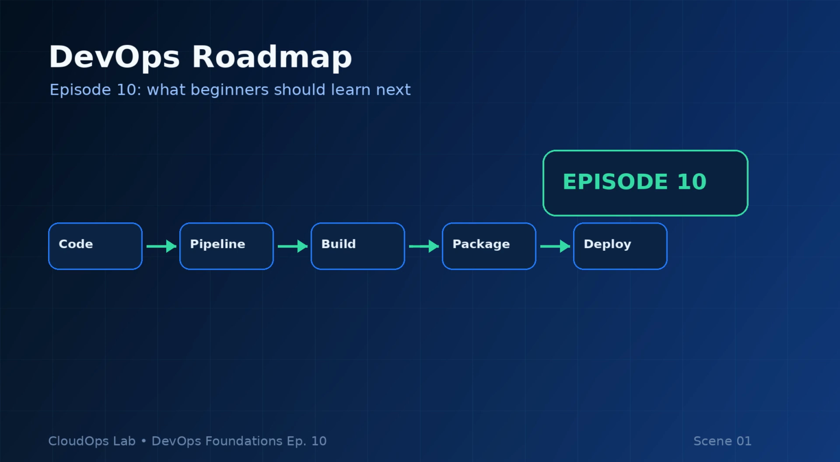This is episode 10 of the DevOps Foundations series. In the earlier episodes, we moved from CI/CD into GitHub Actions, Docker, AWS deployment, and Kubernetes basics. Now we are continuing the same beginner-friendly path with a beginner DevOps learning roadmap. This is the final episode in the first DevOps Foundations series. The goal now is to turn everything into a practical roadmap you can follow without getting overwhelmed.